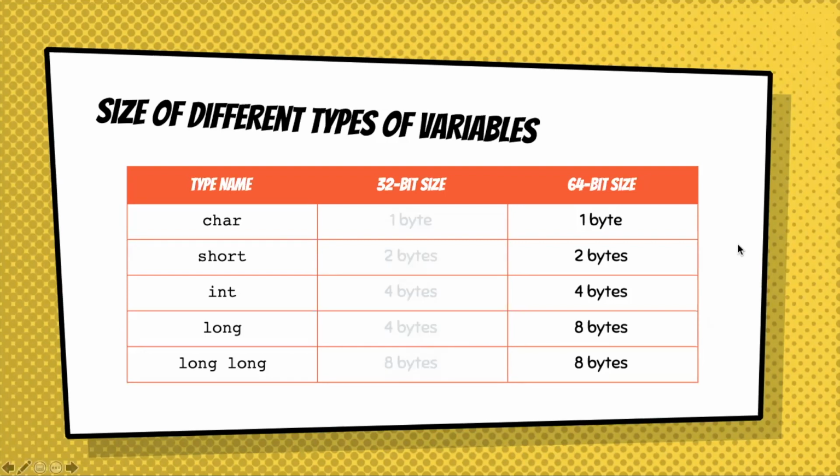Also, in our lecture, we're going to focus on x86-64, which is 64-bit architecture. So we're going to refer to the type as well as the size using the right column of the table. If you wonder about the number of bytes for each type, you want to check this table, and you want to check it for 64-bit.